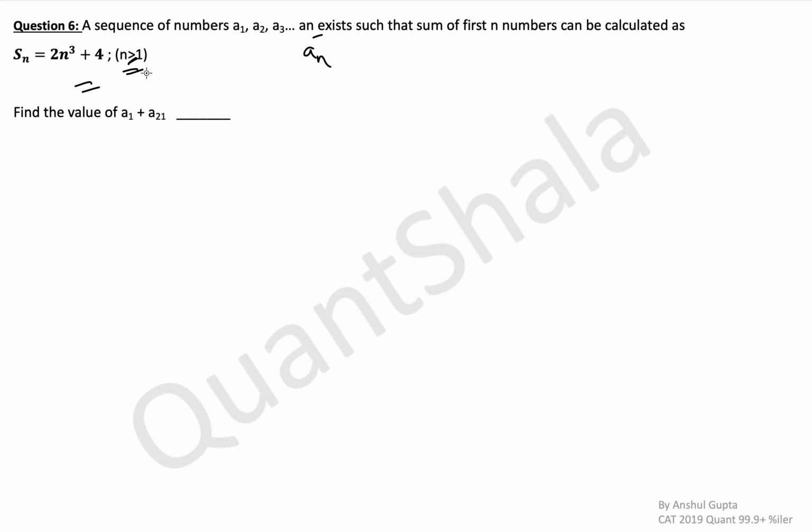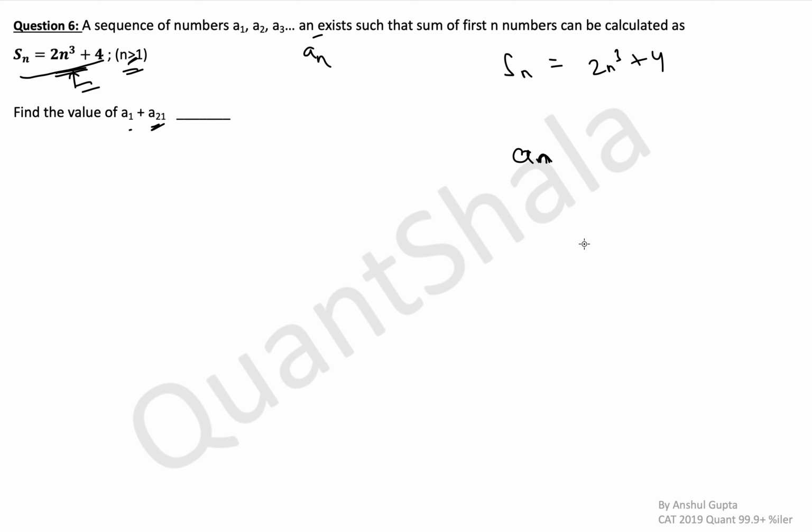We are given the sum of the first n terms and we need to calculate the value of a1 and a21. A more generic case of this would be if you are given Sn as 2n cubed plus 4 and I ask you what is the nth term of this sequence. This is not an AP or a GP, because AP and GP have totally different forms of sums. AP has a quadratic sum but this is cubic. So you cannot use any standard AP or GP formulas here.